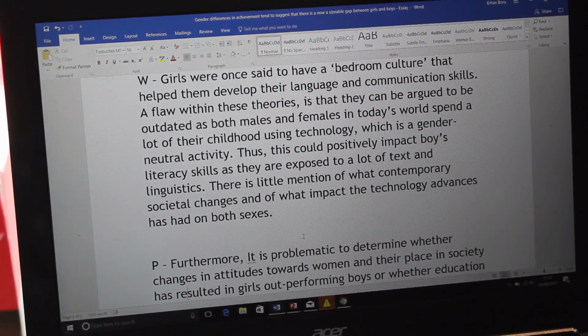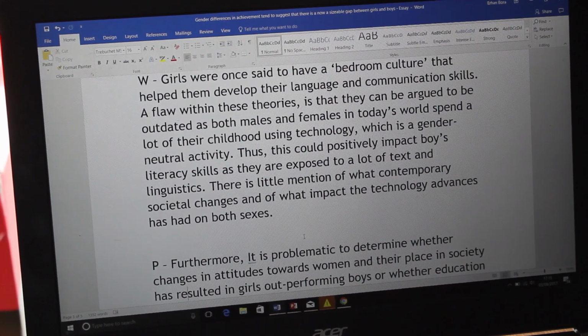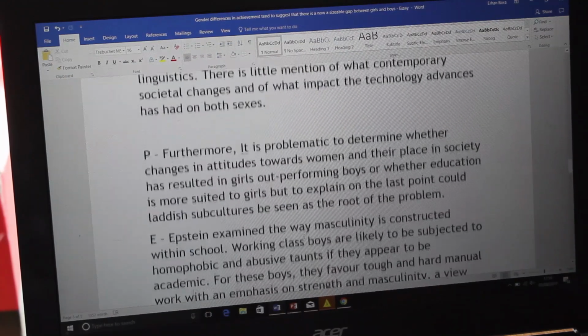We're yet to know. But there's little mention of what impact contemporary societal changes and technological advances may have on both sexes, or have had on both sexes. So what I'm saying here, what we've covered so far, again, we're using recent to outdated theories, but we do not know what the future may hold, so it's an impasse to some extent.